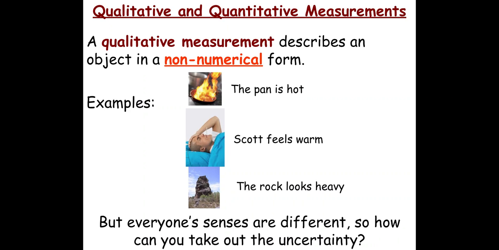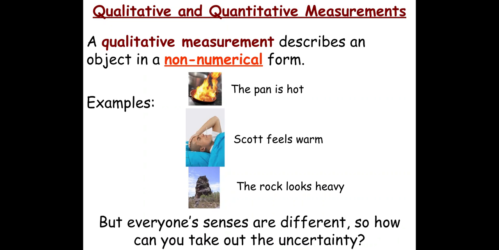For example, you can tell someone that I feel hot, right? There is no figure to that type of measurement. You just describe a feeling, right? Or I feel warm, or I feel heavy, okay? So these types of measurements are qualitative because they have no numerical value attached to them, right?